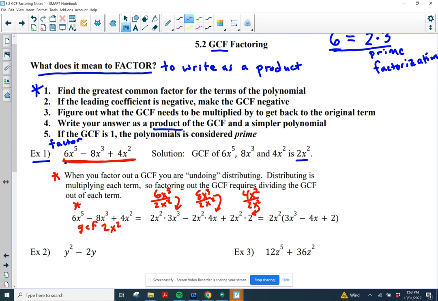Okay, so we've figured out, so that was step 3, figure out what the GCF needs to be multiplied by to get back to the original term. And we write our answer as a product of the GCF. So here's step 4, product of the GCF and a simpler polynomial.